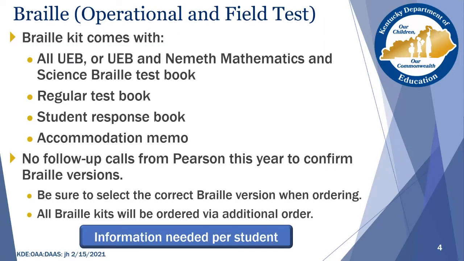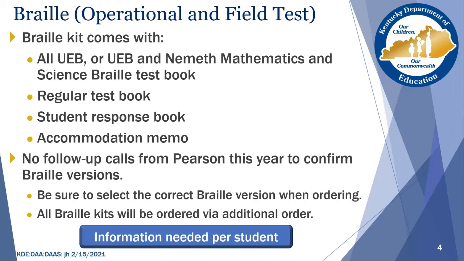The Braille kit, as far as just the Braille kit goes, remains unchanged from previous years. I mean, it's the exact same kit. It still contains the same materials. The main difference this year is that because everything will be ordered via additional order, districts and schools will be tasked with ordering what they want in regard to Braille form types. You can select all UEB or UEB with Nemeth Math and Science.